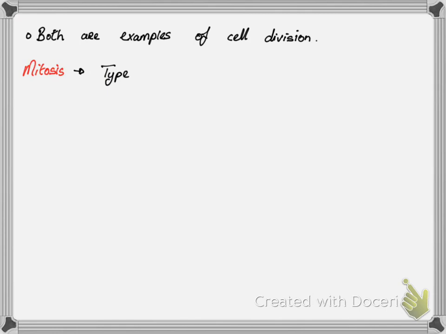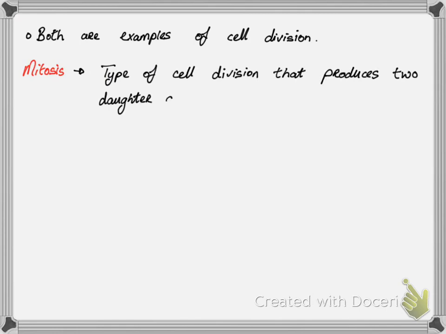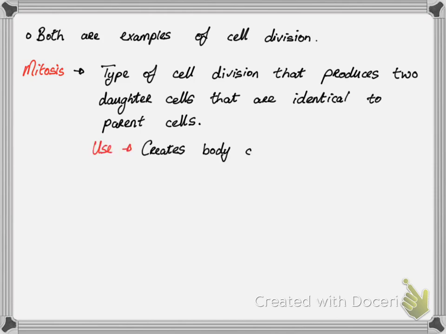Mitosis is a type of cell division that produces two daughter cells that are identical to the parent cells, so they have the same number of chromosomes, which will be 46. The use of this is to create body cells for growth and repair.